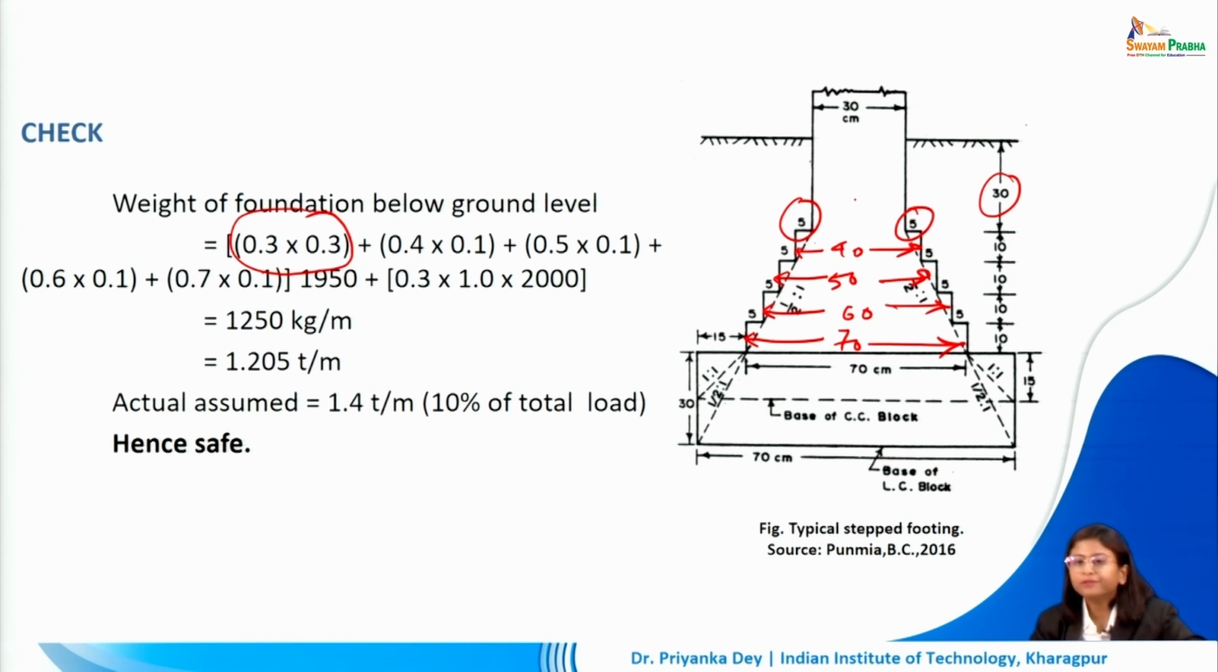So 0.4 into 0.1, we know that the depth was 10 centimeter each, right? So 0.4 into 0.1 is the first step. Then we have 0.5 into 0.1, that's the second step, 0.6 into 0.1, that is the third step, and the fourth one is 0.7 into 0.1. And all of this, including this plinth wall portion, is going to have a unit weight of 1950, which was given to us in the beginning of the exercise.